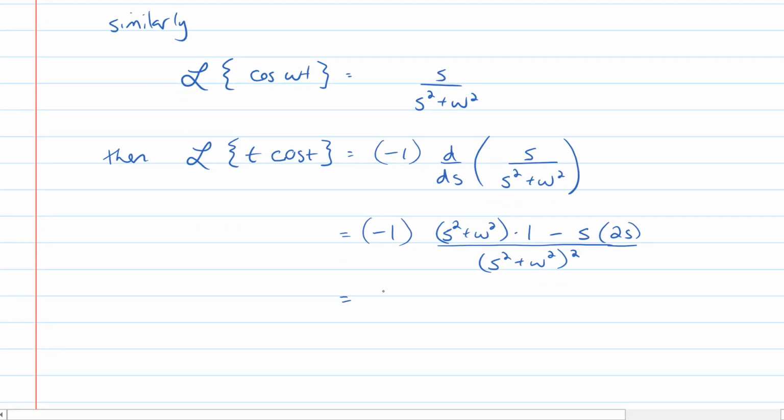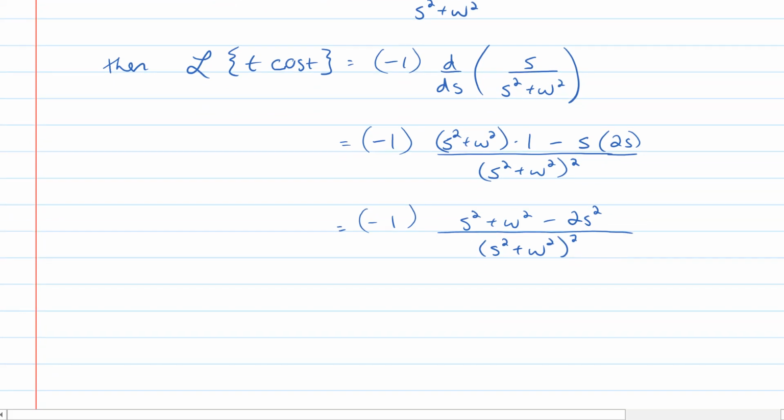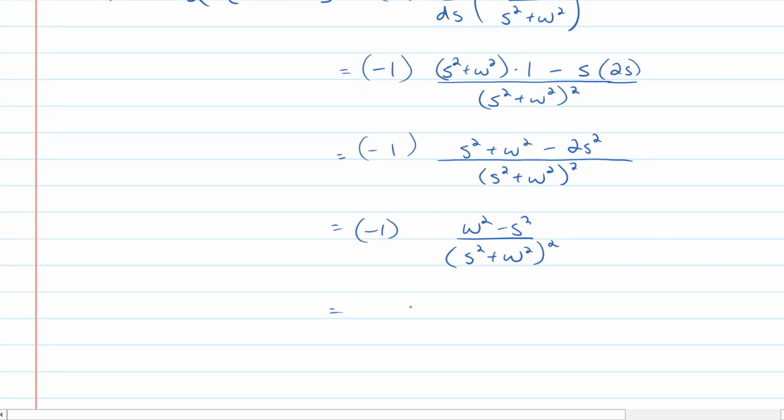Cleaning that up a little bit, you're going to get negative 1 on the outside, and then our fraction is going to be over s squared plus omega squared, all squared, and you're going to get s squared plus omega squared minus 2s squared. That gives us omega squared minus s squared over s squared plus omega squared, all squared. And then applying the negative 1, that gives us s squared minus omega squared over s squared plus omega squared, squared.